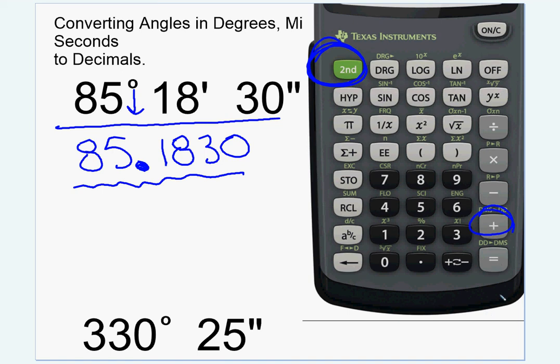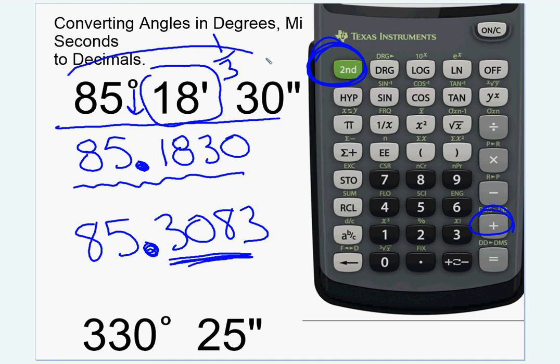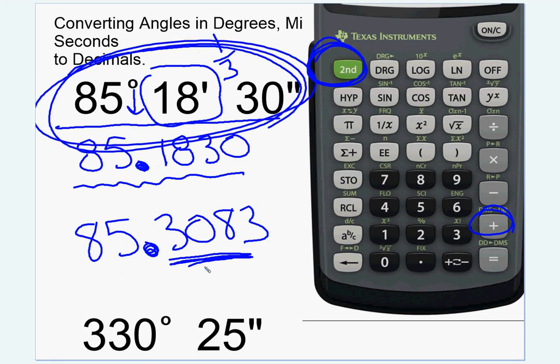And that is going to be 85.3083. We usually go to 4 decimal places. Now think about it. 18 minutes is almost 20 minutes, and 20 minutes is 1/3 of an hour. So our decimal after the decimal point should be close to a 1/3 or 0.33. So here again is our answer in degrees and minutes and seconds, and here it is as a decimal.